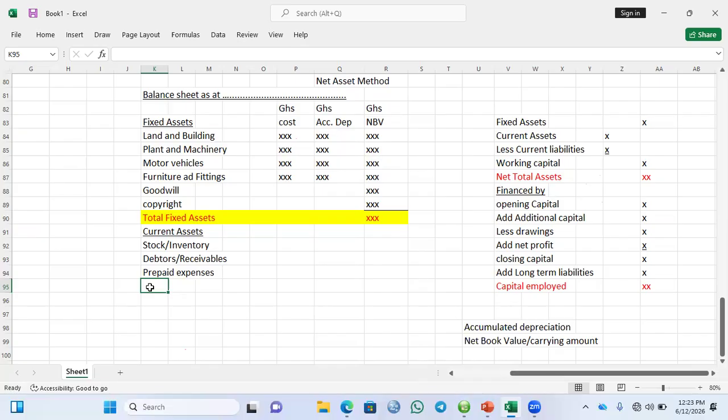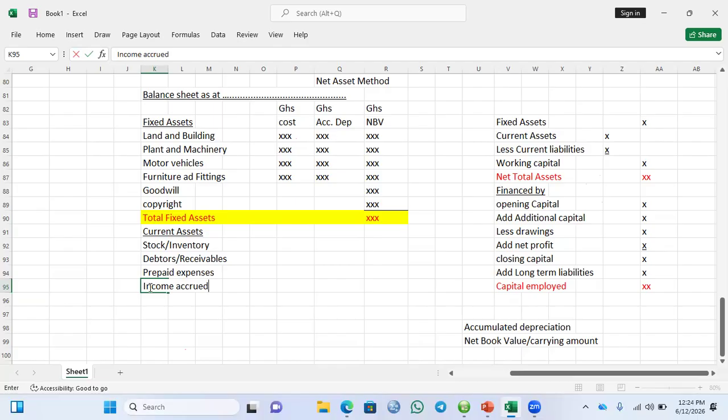Then we have income accrued. Sometimes you have earned an income, but you have not received it, or there's enough evidence that you will receive it the next year. So in this year, you show it as what? Income accrued.